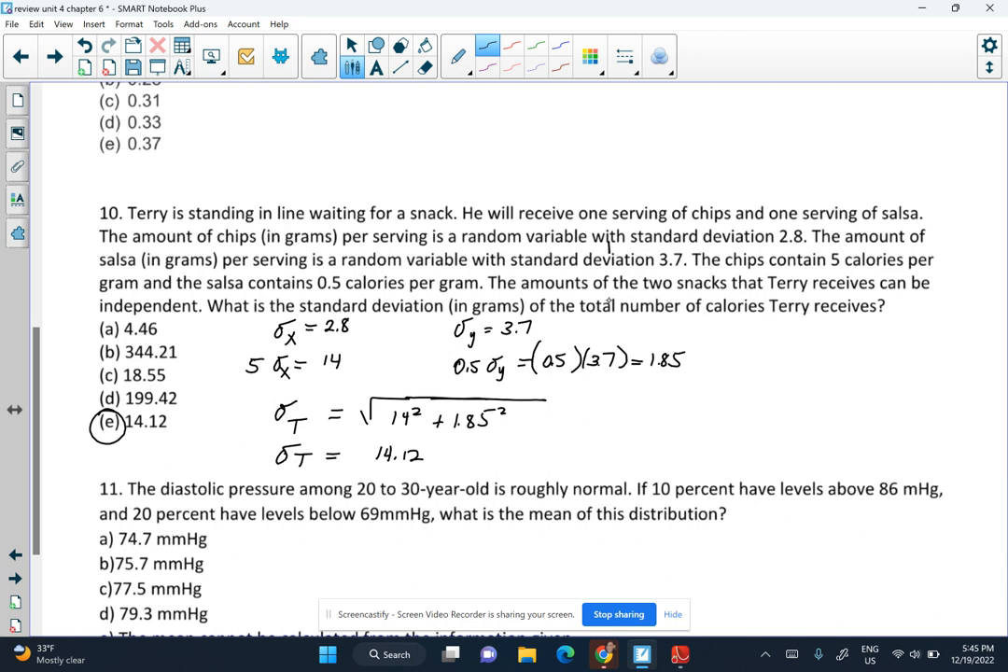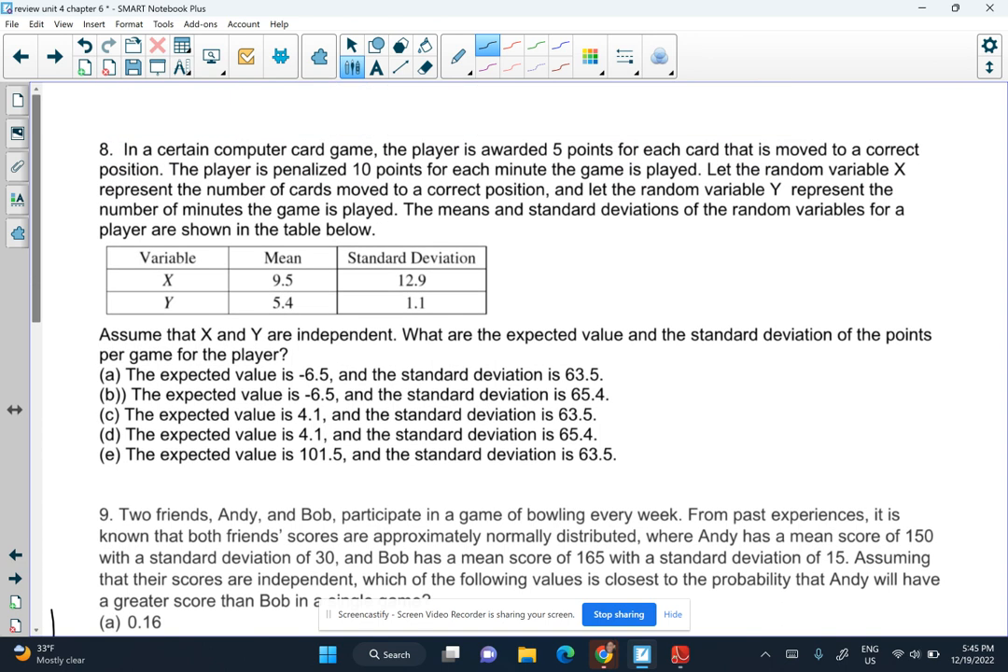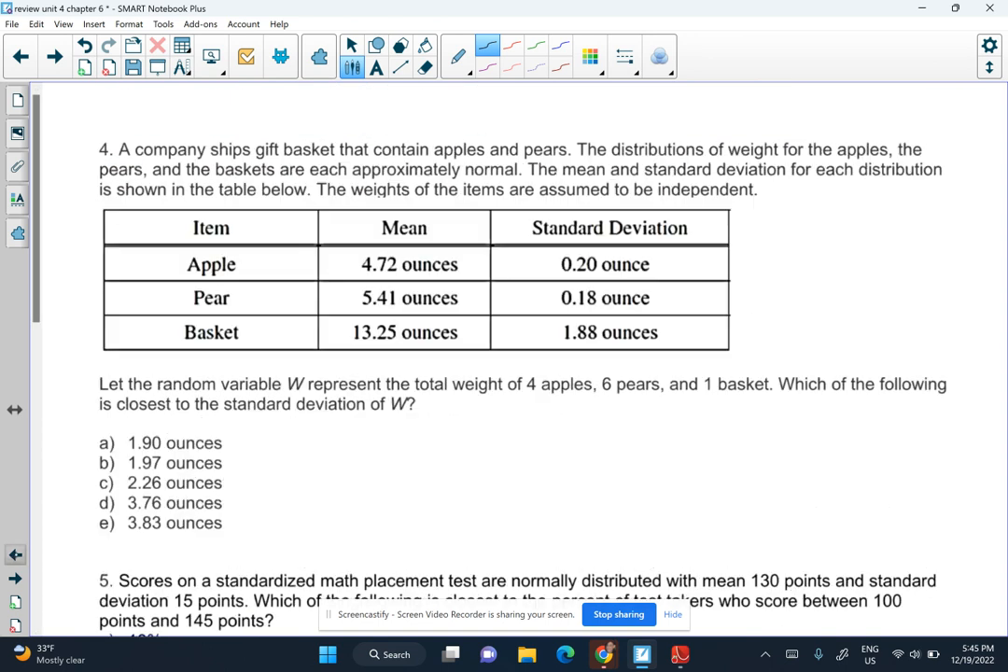Okay. People are confusing number 10 with problems like number 4. So in 4, we have 4 apples, and we have 6 pears and 1 basket, and we want to find the standard deviation of the weight. But that 4, 6, and 1 are not constants. There are 4 separate apples, 4 separate pears. You're not multiplying by some sort of caloric content. So it's the square root of the sum of the variances.